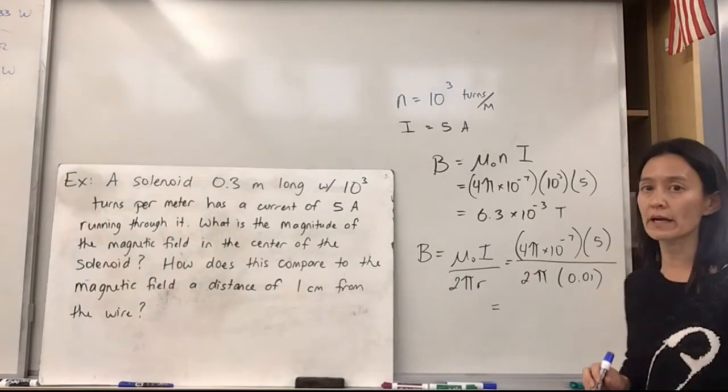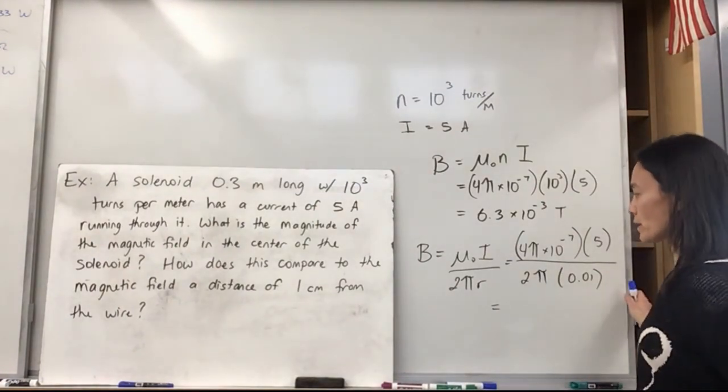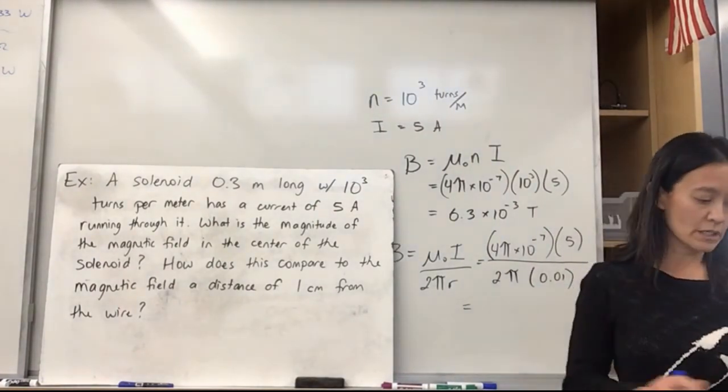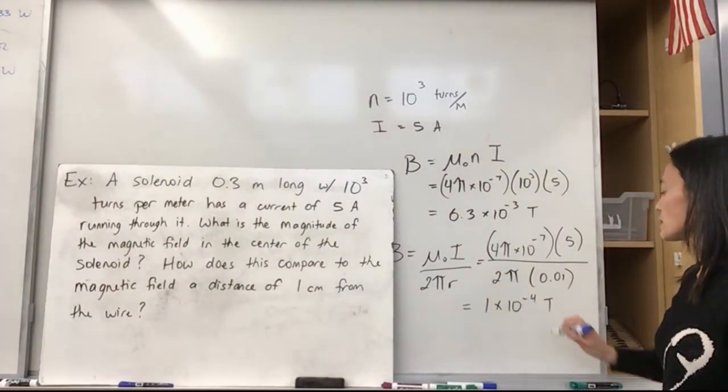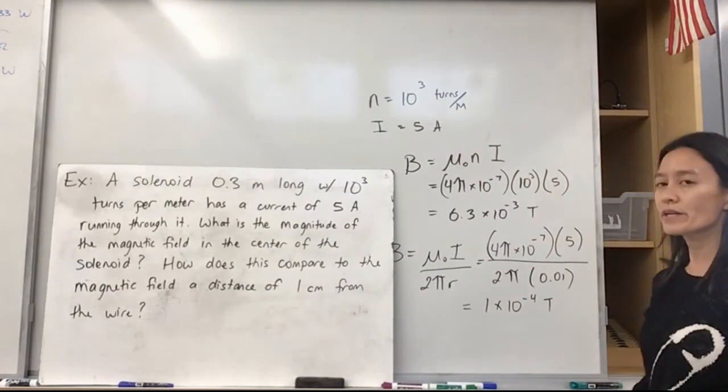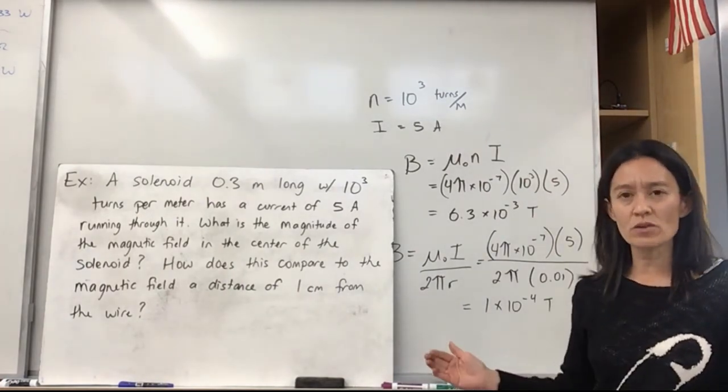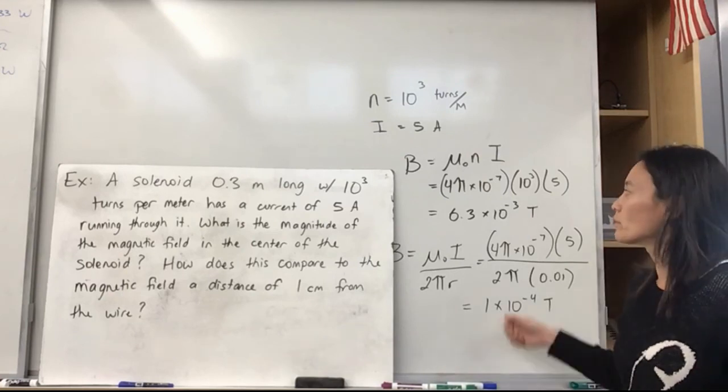Okay, so calculate that out. Pause the video, do the right thing. You should get that it is 1 times 10 to the negative 4 Teslas. Okay. So again, there is a magnetic field on the outside of the solenoid, but it's relatively weak compared to the inside of the solenoid.